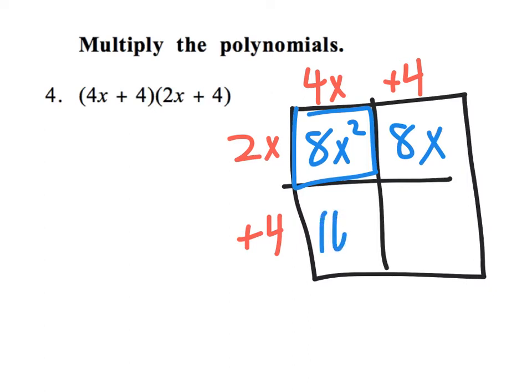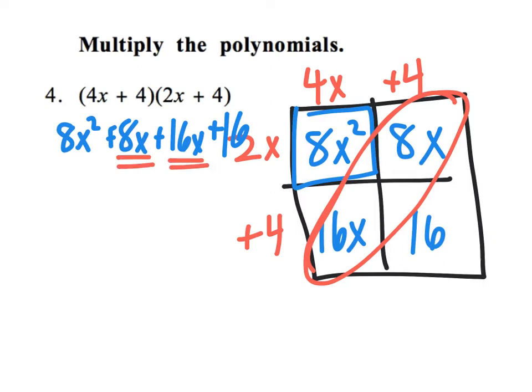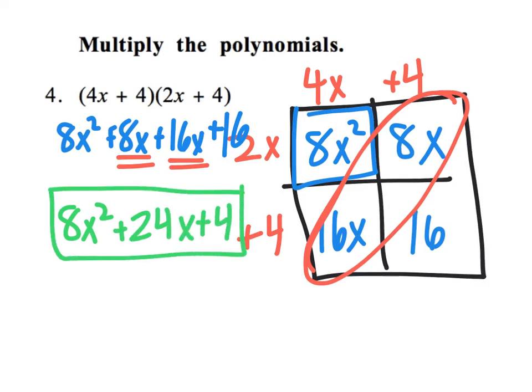4 times 4x is 16x. And then 4 times 4 is 16. Again, I'm going to take whatever I have out of the box. We have 8x squared plus 8x plus 16x plus 16. Really, we need to combine like terms, which are the two with x's, 8x and 16x. When I combine those, I get 8x squared plus 24x plus 16. Again, if you're multiplying these guys together, you are going to use the box method.